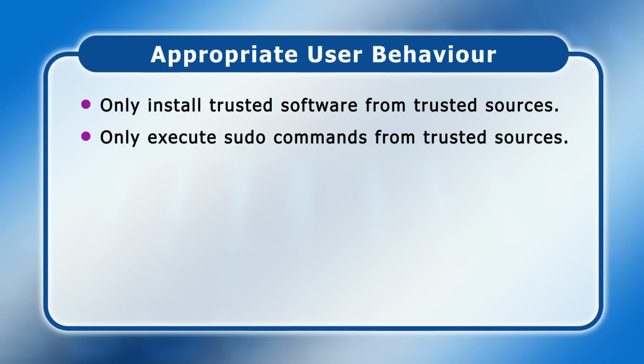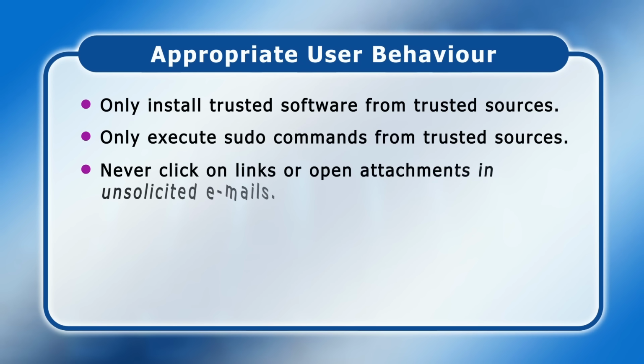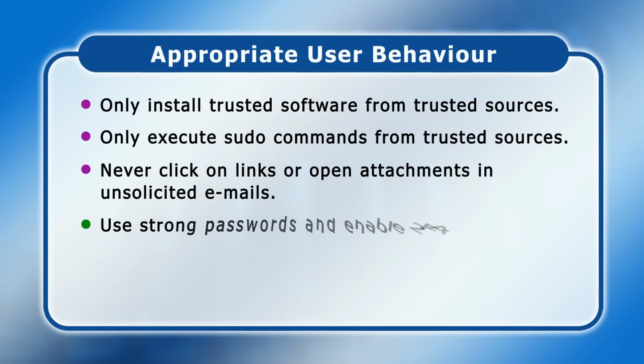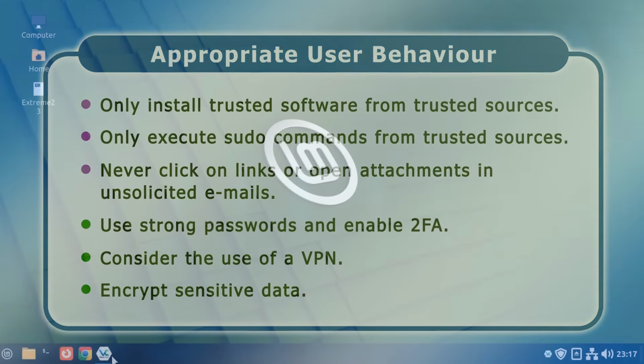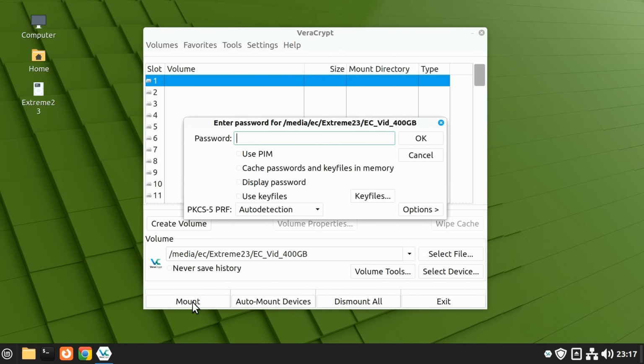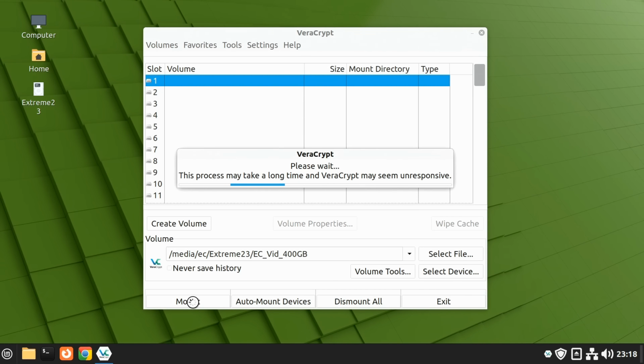Or, in other words, to be very careful indeed if you ever paste bits of code from the web into your terminal. To never click on links or open attachments in unsolicited emails. To use strong passwords and to enable two-factor authentication on all accounts where this is available. To consider the use of a virtual private network, and especially on portable devices, to encrypt sensitive data either by using whole drive encryption or by creating encrypted containers using software such as Veracrypt, as I've covered in another video.